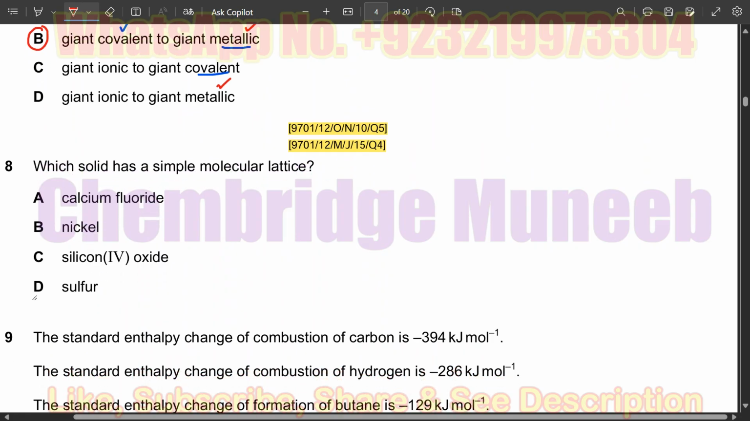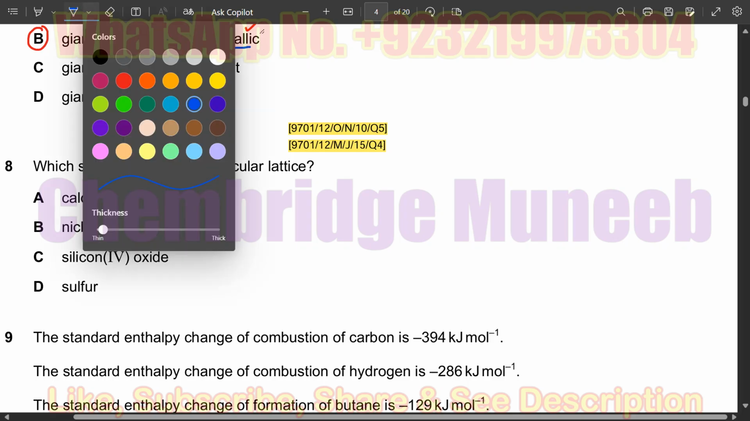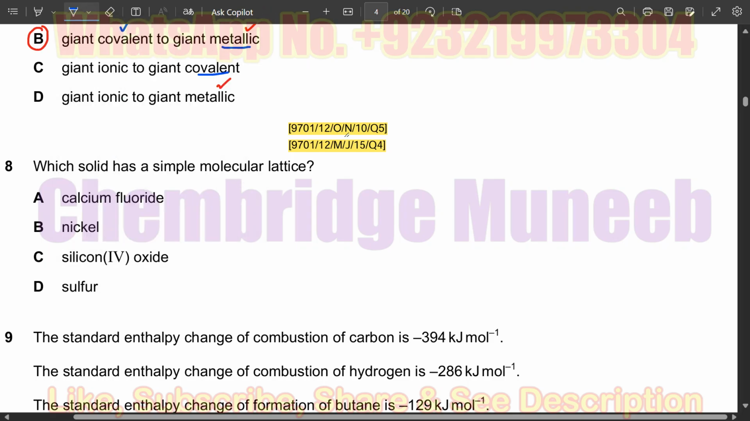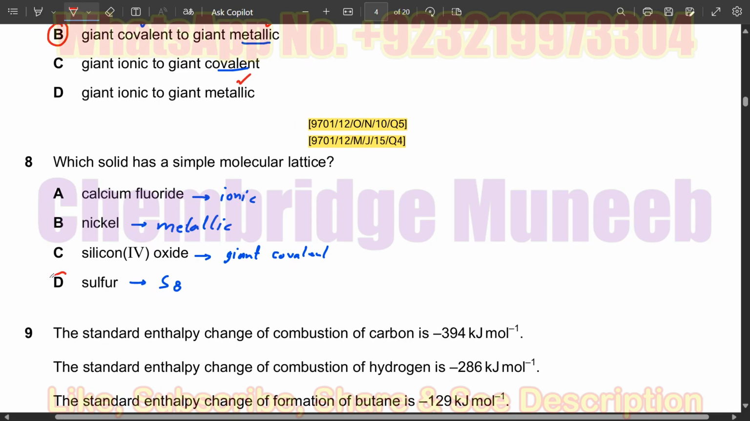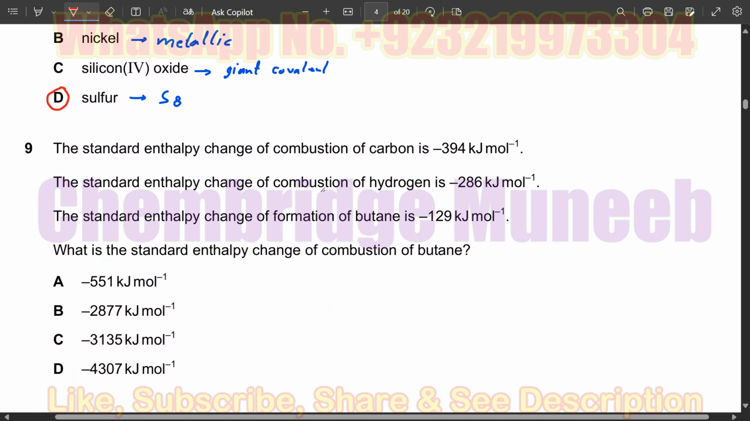Question number 8. Which solid has a simple molecular lattice? This question was repeated two times previously. Calcium fluoride is ionic. Nickel is a metal, but it is not simple. Silicon dioxide is a giant covalent, and sulfur is a simple molecule whose formula is S8. It contains 8 atoms of sulfur. So that's the right answer, D. Question number 9.